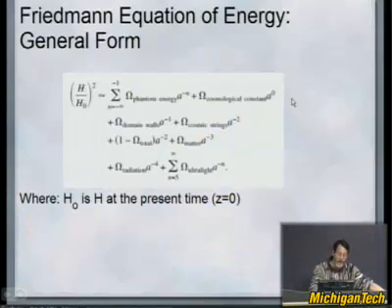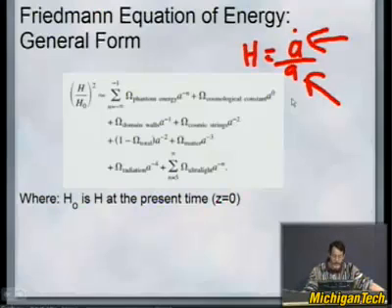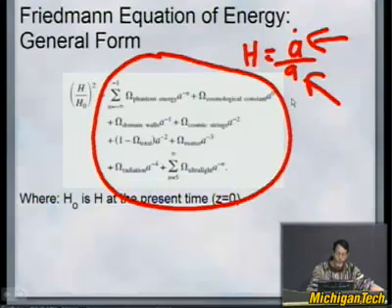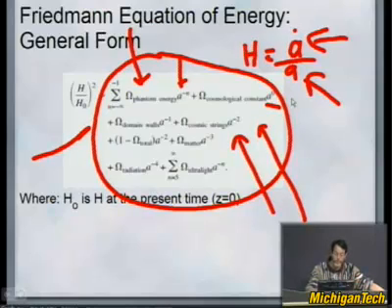Sorry for all the math. H, which is related to A dot over A, which tells how the scale factor of the universe is changing, is then equal to this stuff here, which is the density of phantom energy in the universe times A to the minus n, the cosmological constant times A, which says that as the universe expands, the cosmological density doesn't change. Domain walls, they dilute as the universe expands. Cosmic strings dilute. This is a curvature term.